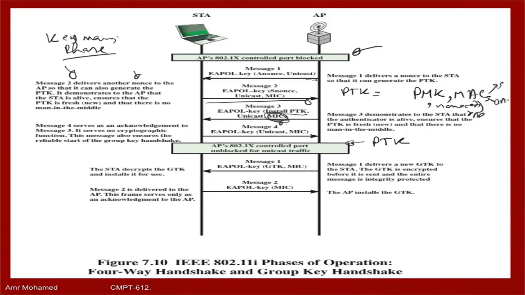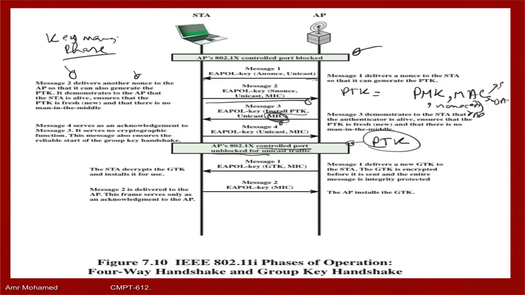Okay, for unicast between the station and the access point only. Okay? And here we see the control block is unblocked for unicast transfer only, because at this point we have been able to generate and verify the pairwise transient key. So that's done. What remains now is that we also have to generate the group master key with the group transient key.